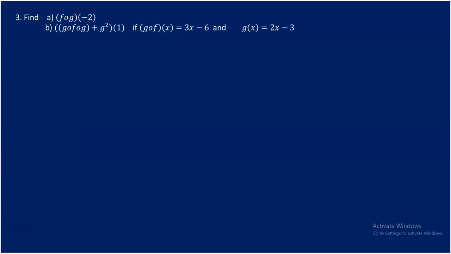Okay, students, let's proceed to the next one, and the next question is this. You are asked to find A, f∘g of -2, and B, g∘f of 1 plus g squared of 1, if g∘f of x is 3x minus 6 and g of x is 2x minus 3.